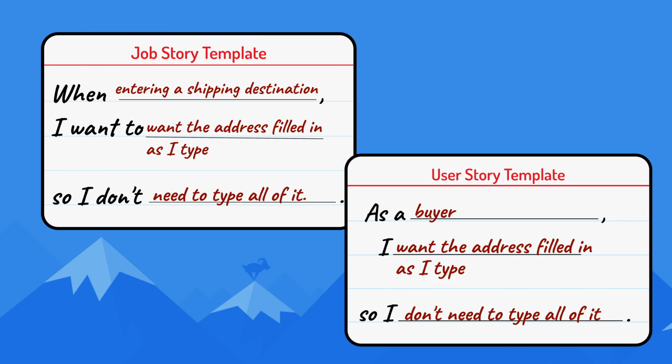As in the first example, the job story is better here because of the additional context it provides around when the story is being performed. Who is performing the action, entering an address in this case, is not important, which is why the user story got written with the generic as a user.